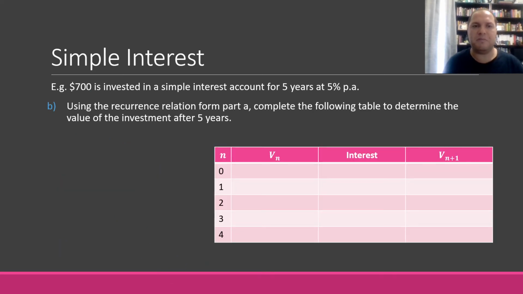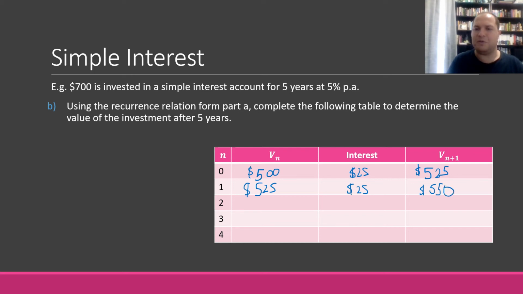All right, so using the recurrence relation from part A, complete the following table. We know that our initial investment was $500, and we just worked out that our interest was $25. So after this year is finished, we'll have $525 invested. For the next line, again, we'll be starting with $525, have $25 of interest, and that will reach $550.